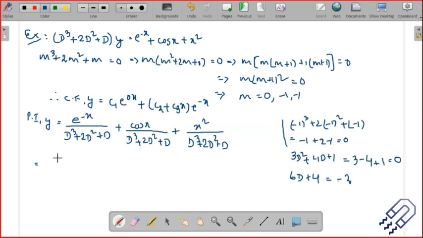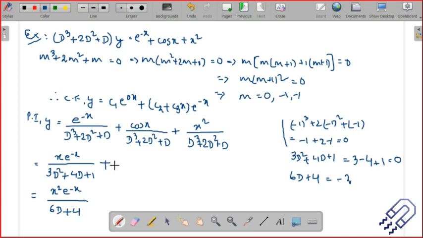So if I do it the first time, this would be x e to the power minus of x divided by 3d square plus 4d plus 1. I cannot use it because again if I put the values it will become 0, so that means I have to differentiate again. So that means this will become x square e to the power minus x divided by 6d plus 4. Okay, so we have done partially for this part.